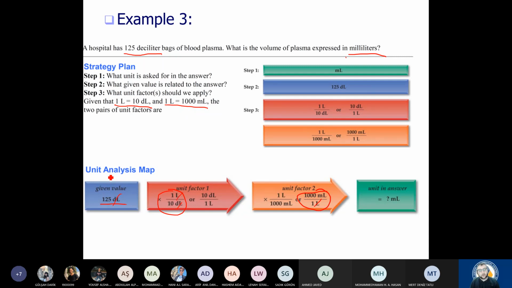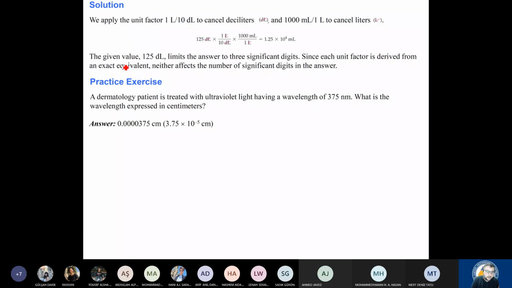So at the end, you are going to find it in terms of what? Milliliter. So now you are directly going to calculate 125 times 1 over 10 times 1000 equals something in milliliter. Here you can see the same thing, and the answer will be in milliliter, and deciliter cancels with deciliter, liter cancels with liter. So at the end you are going to find it in milliliter.